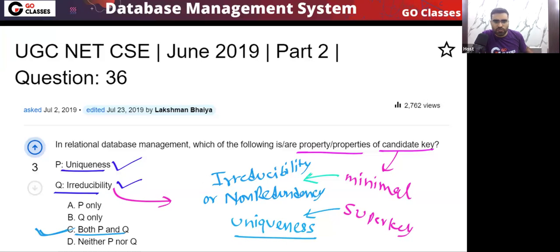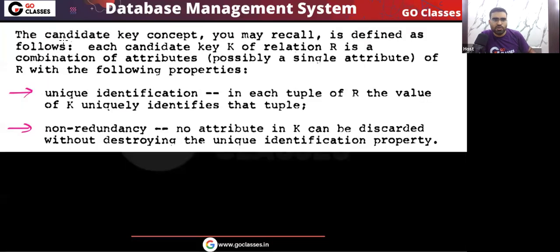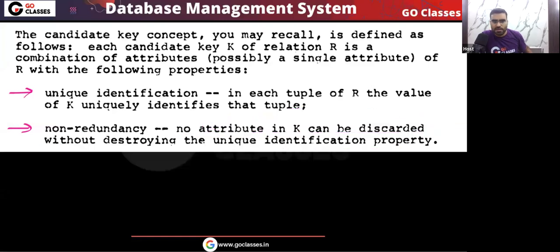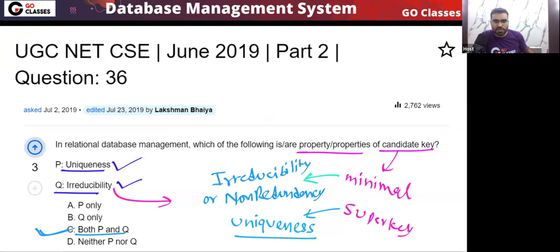These are the properties of candidate key. We have already seen the candidate key properties. There are two properties of candidate key: unique identification, meaning you can uniquely identify any tuple from the table, and non-redundancy, meaning you cannot delete any attribute from the candidate key. No attribute can be discarded without losing the uniqueness property. So for this question the answer will be option C.